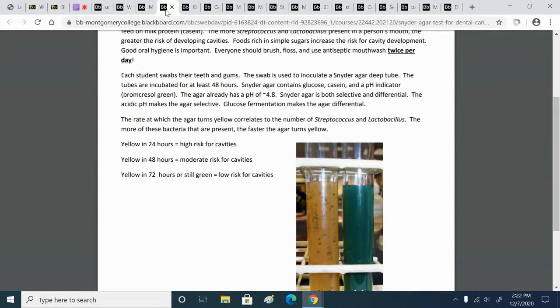But the idea is just to look for those two groups of bacteria which will ferment to produce a lot of acid. So the more of those bacteria you have on your teeth, then the higher the risk. Now the agar also contains a casein, which is a milk protein, because both Streptococcus and Lactobacillus also love milk, and so they'll use that to help grow as well.